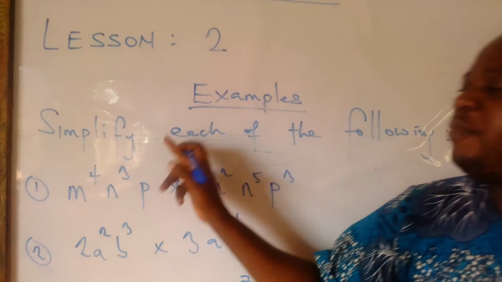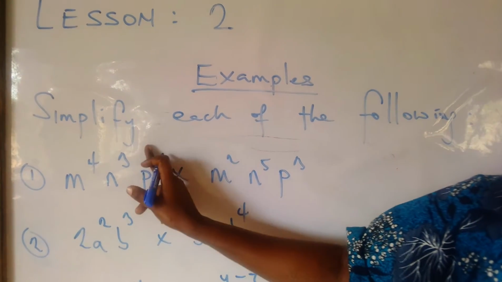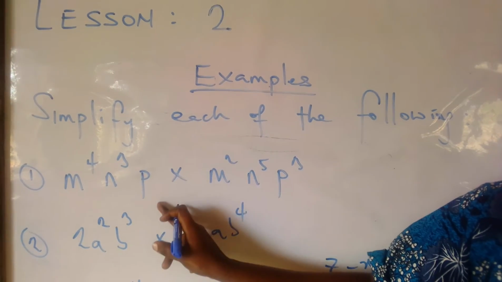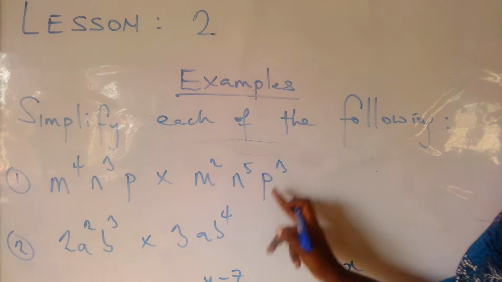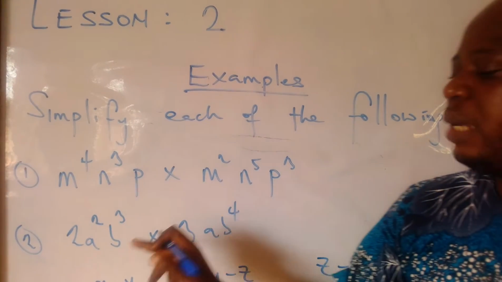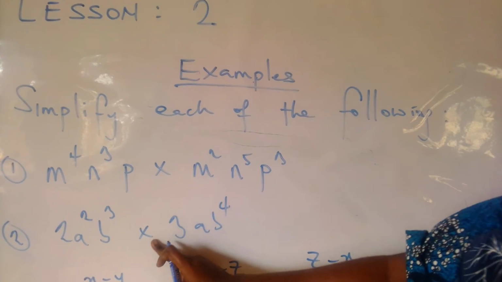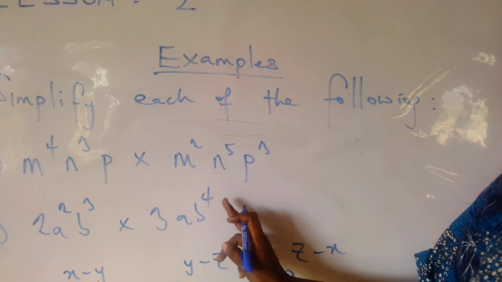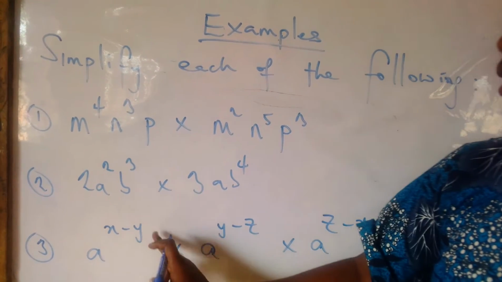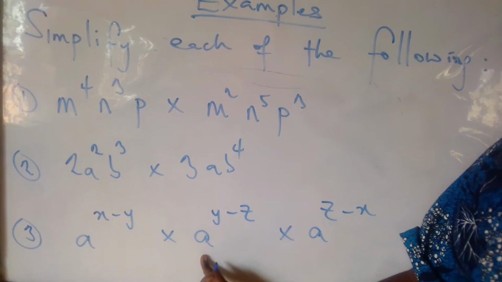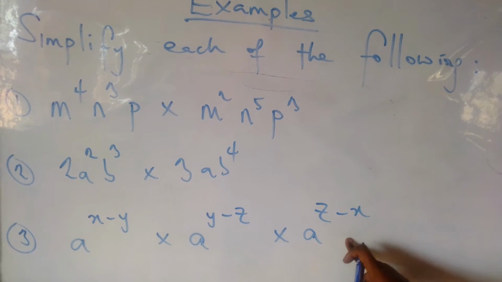Once again, simplify each of the following. Number 1: m raised to power 4, n raised to power 3, p multiplied by m raised to power 2, n raised to power 5, p raised to power 3. Second example: 2a raised to power 2, b raised to power 3 times 3a, b raised to power 4. The third one, which is the last example, is a raised to power x minus y multiplied by a raised to power y minus z multiplied by a raised to power z minus x.